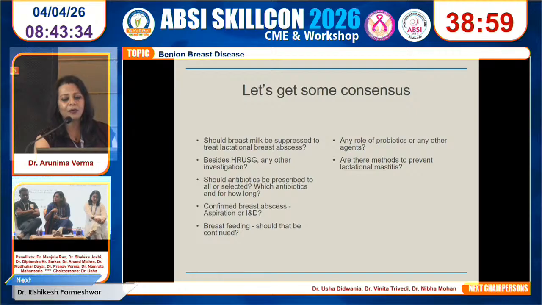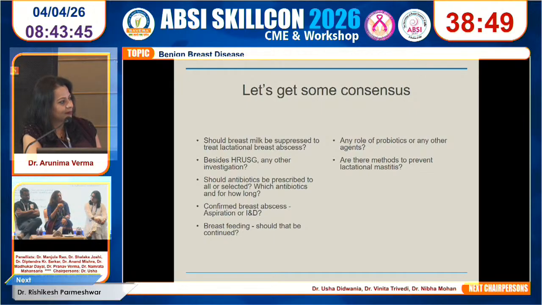And is there any role of probiotics or any other agents? Anybody can take up this question? With antibiotics, I usually give probiotics. I don't know how much it helps, but especially with amoxiclav, it's my preferred thing to do. Otherwise, the antibiotics are stopped midway. Right, and are there methods to prevent lactational mastitis?